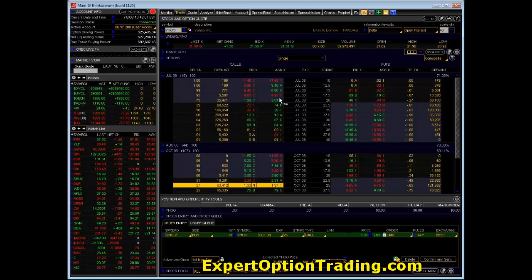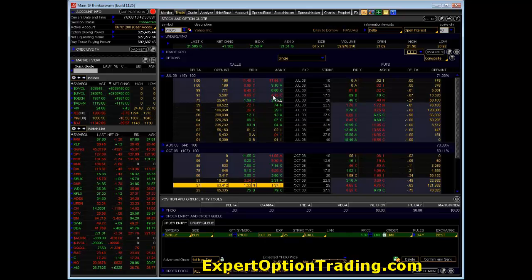In other words, if you buy a call at the July 1750 strike price, that means it gives you the right in the future to purchase shares of Yahoo stock at $17.50. You're not obligated to do that, but you can do that. It gives you the right to do that.